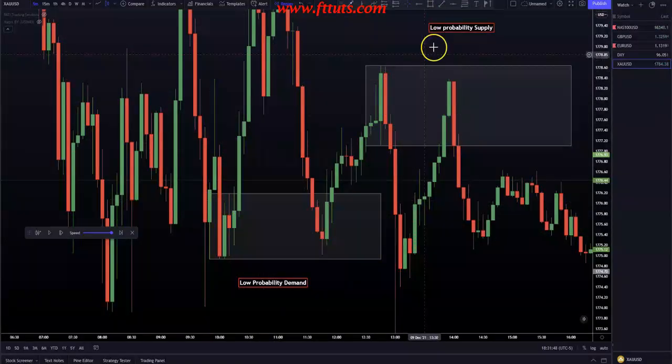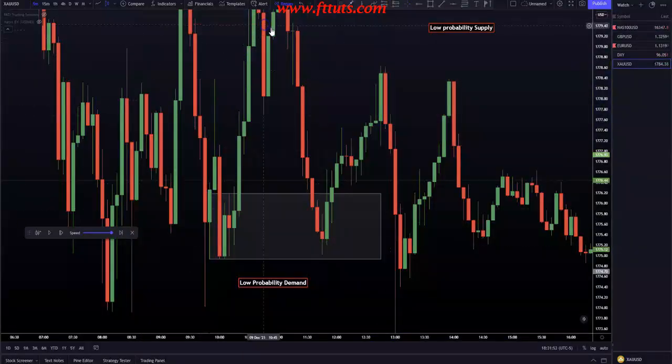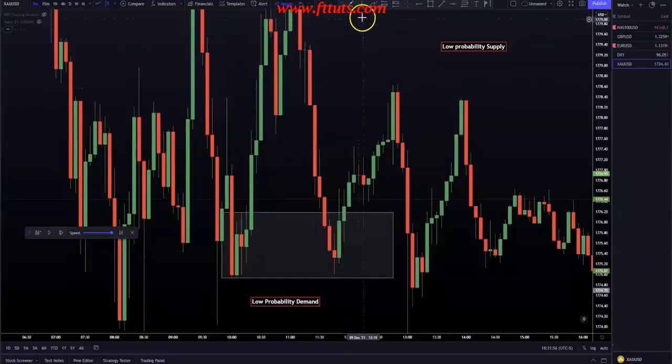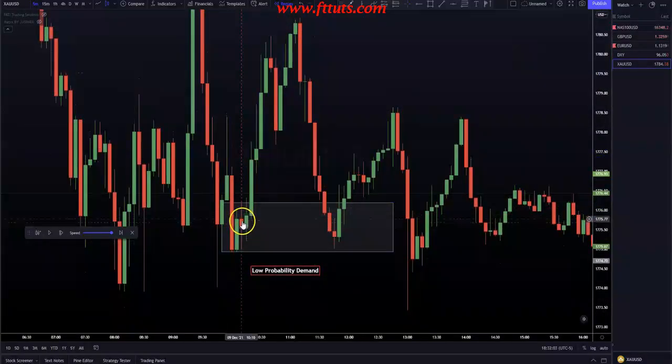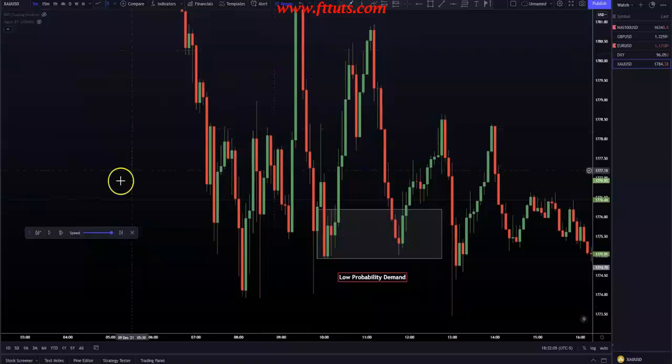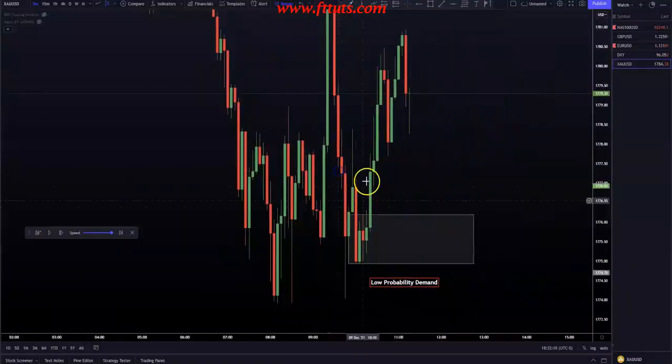Now, let me take this off. Remember, we're still looking for the last bearish candle, the last red candle. Okay. Now, if we replay this, is there a gap? No, because they filled it in right there. But is there just a gap in general? Yes, there is, but that's not a high probability demand.